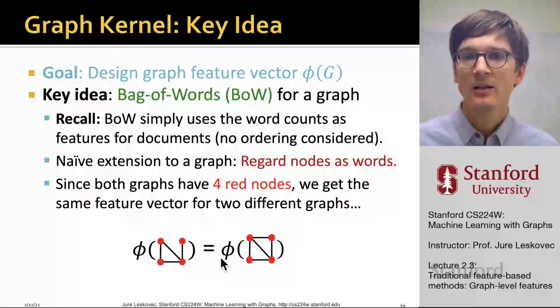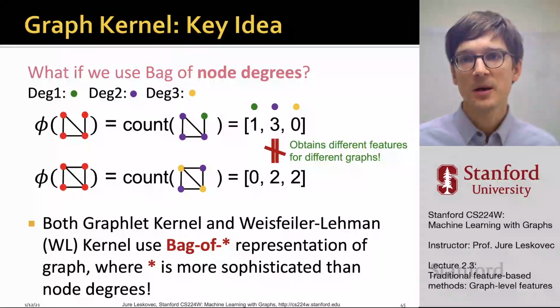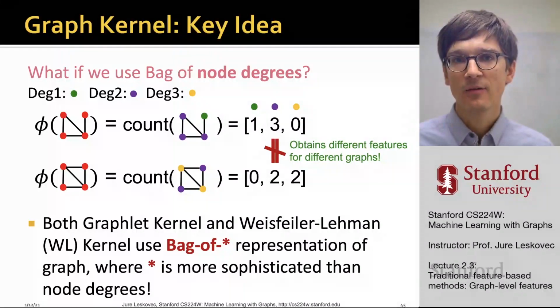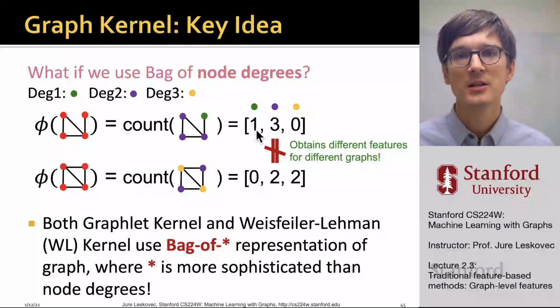So we need a different candidate for the word in this kind of bag of words representation. To be, for example, a bit more expressive, we could have what we could call a degree kernel, where we could say, how are we going to represent a graph? We are going to represent it as a bag of node degrees, right? So we say, we have one node of degree 1, we have three nodes of degree 2, and we have 0 nodes of degree 3.